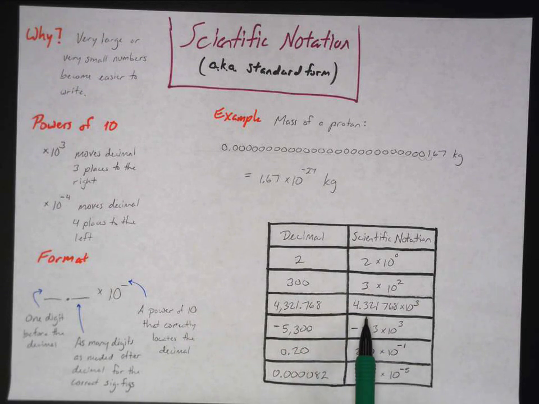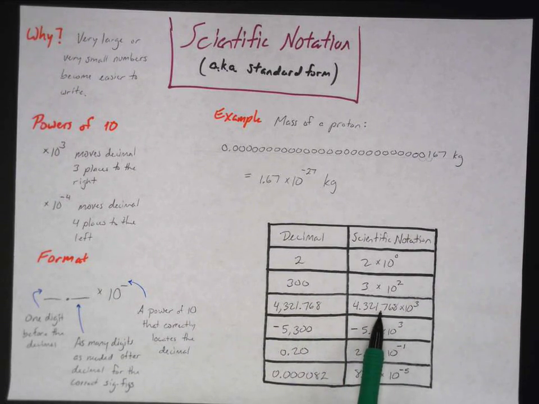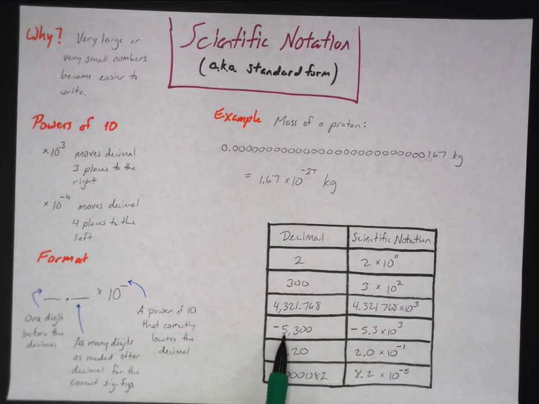This one, 4,321.768. Scientific notation. And not such a huge advantage here because we still have to write all this business. But you can see how this is working. We're going to move the decimal 3 places to the right to get it back where it was before. Right? What about negative numbers? Negative 5,300. Well, the negative stays in front here. And scientific notation, negative 5.3 times 10 to the 3rd power. The 3rd power here means we move the decimal point 3 places to the right. So from here we go 1, 2, 3, and there it is, equivalent.